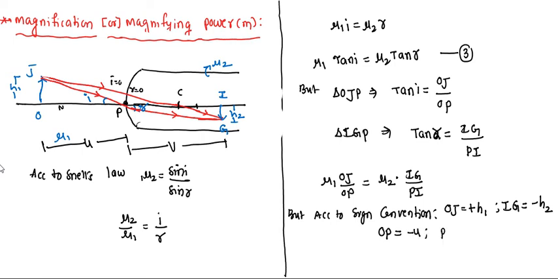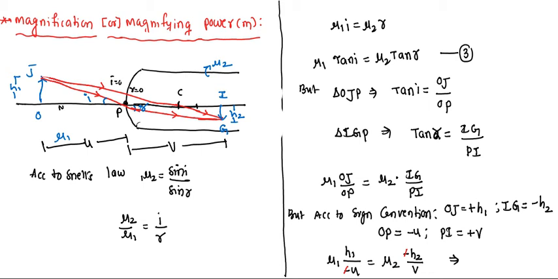Now substitute all values in this equation. Then we will get nu 1 into OJ, which is h1, by OP, which is minus u, is equal to nu 2 into IG, which is minus h2, by PI, which is v. Now minus on both sides will cancel, and in the next step we will get like this. I want to find out h2 by h1 from this.